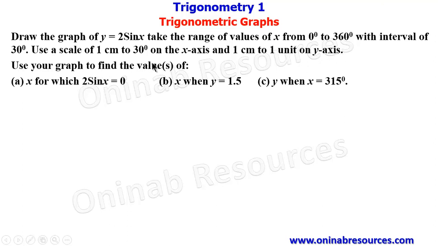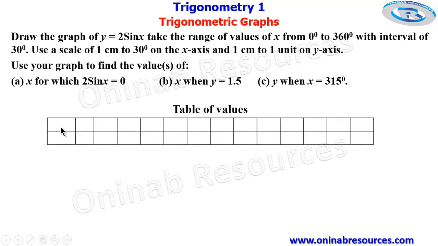Use your graph to find the values of (a) x for which 2 sine x is equal to 0, (b) x when y is equal to 1.5, and (c) y when x is 315 degrees. So we're going to start the solution of this problem from a table of values.